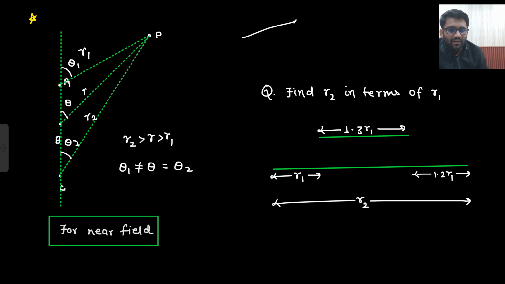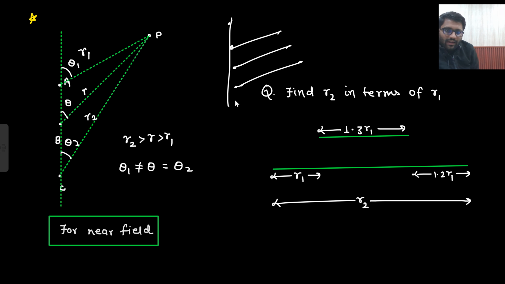If the lines were parallel like this, let's say these were the points, and from here I take the angle. So this is theta1, this is theta, and this is theta2.